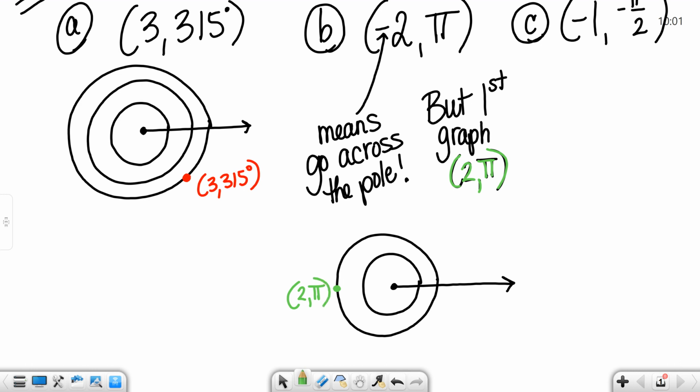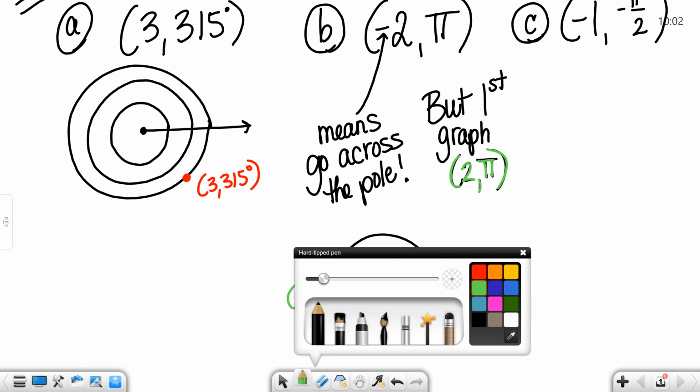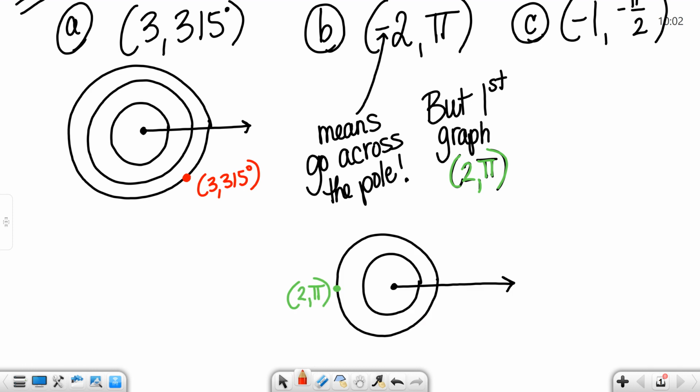This is not what we were asked to graph. Okay, we were asked to graph negative 2 pi. So first we graph 2 pi. Now we go across the pole. So if I am sitting at that 2 pi, that green dot, and I go directly across the pole, it puts me right there. That is negative 2 pi. All right, so the green is not our answer. Only the red point is our answer here.